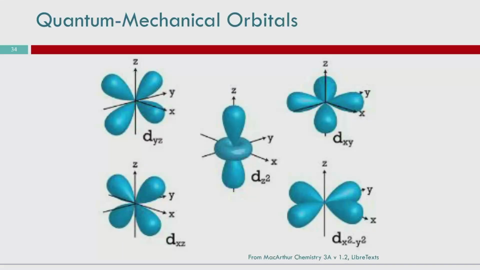You don't have to know these, but I think that it's interesting. So if you're interested in that, here's what it is. dxy is the same thing, but it's flat. It's in the xy plane. dxz, vertical again, but in the other orientation. And then dx squared minus y squared is along x and y, and dz squared is along z, and then we have a donut. The formal name for that would be a torus.